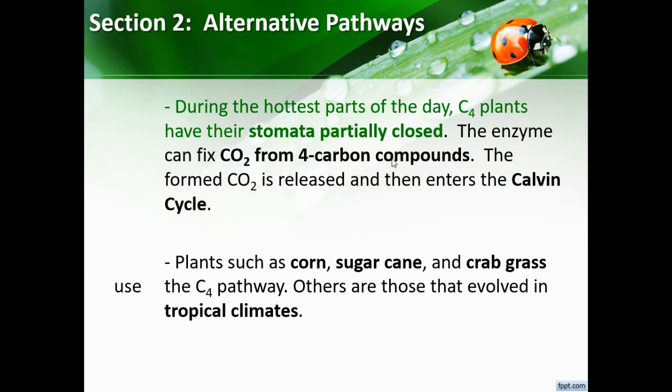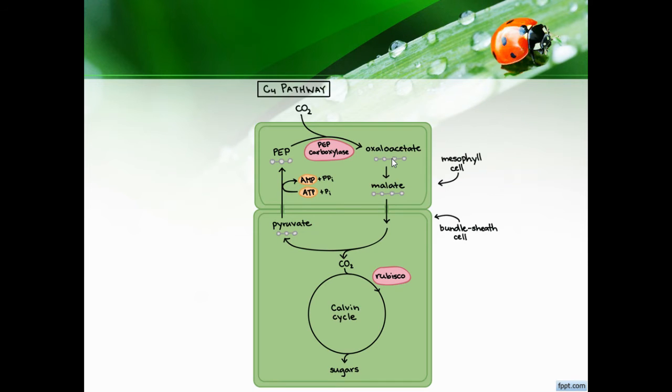Plants such as corn, sugarcane, and crabgrass use the C4 pathway. Others are those that evolved in tropical climates. So this is what happens in the C4 pathway.